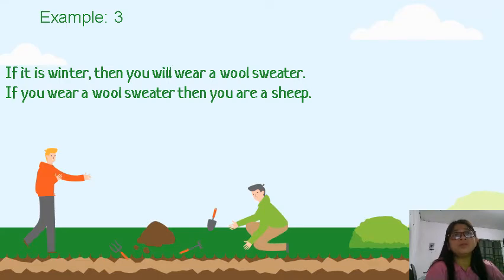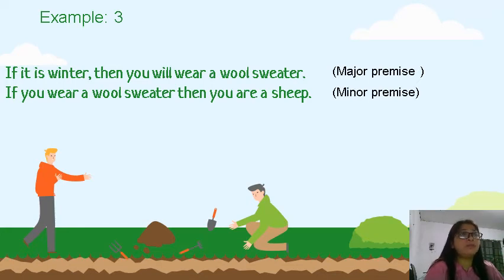So we have the major premise: if it is winter, then you will wear a wool sweater. And then we have the minor premise: if you wear a wool sweater, then you are a sheep.